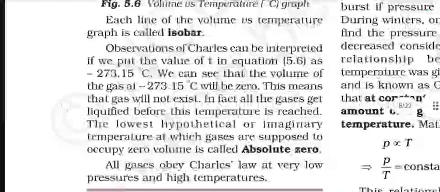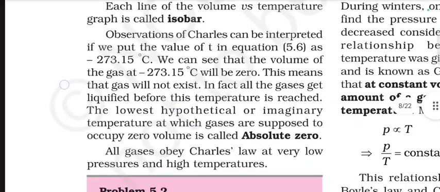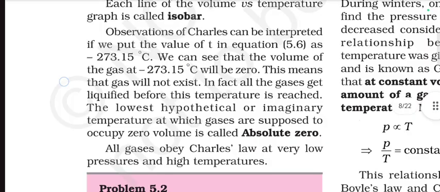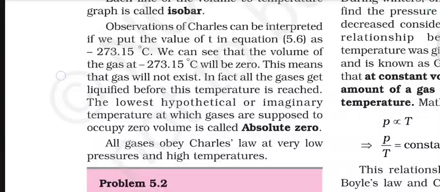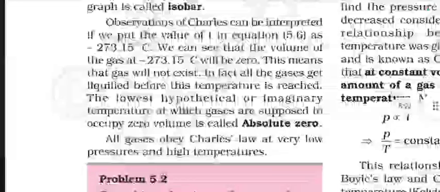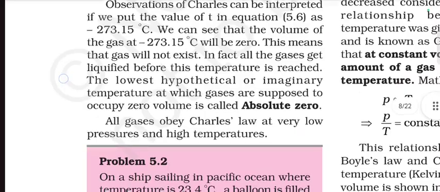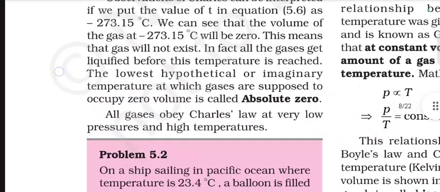Observations of Charles can be interpreted if we put the value of t in equation 5.6 as minus 273.15 degrees Celsius. We can see that the volume of the gas at minus 273.15 degrees Celsius will be zero. This means that the gas will not exist. In fact, all the gases get liquefied before this temperature is reached.